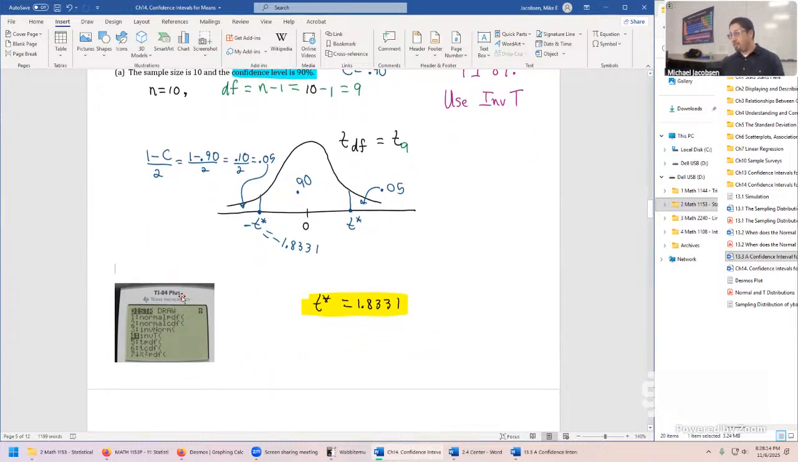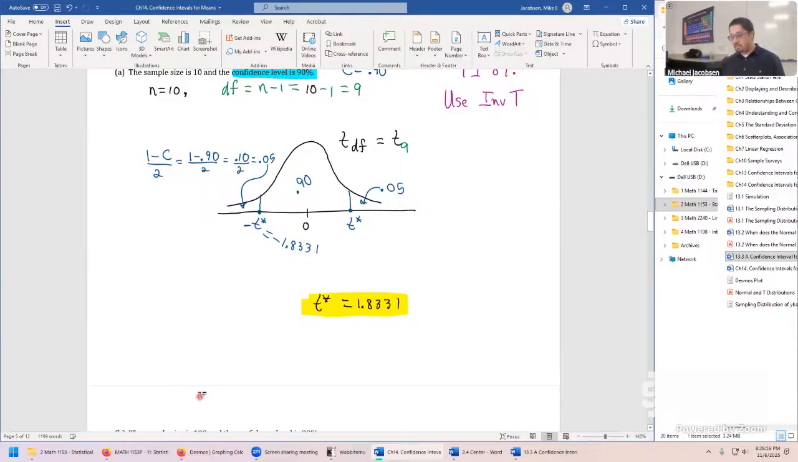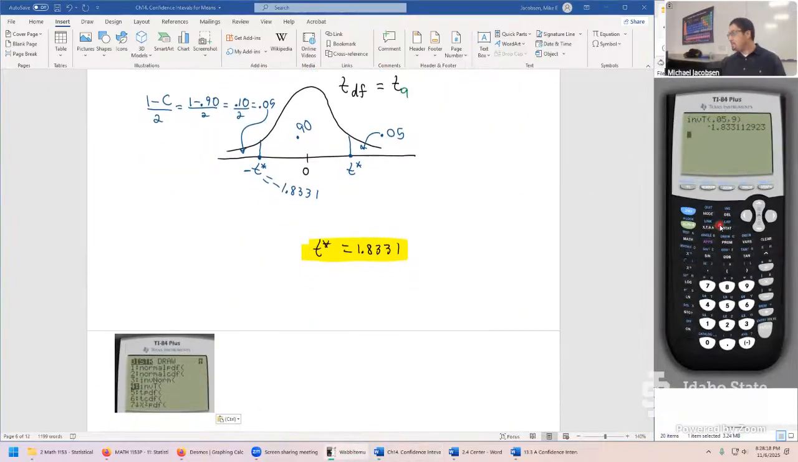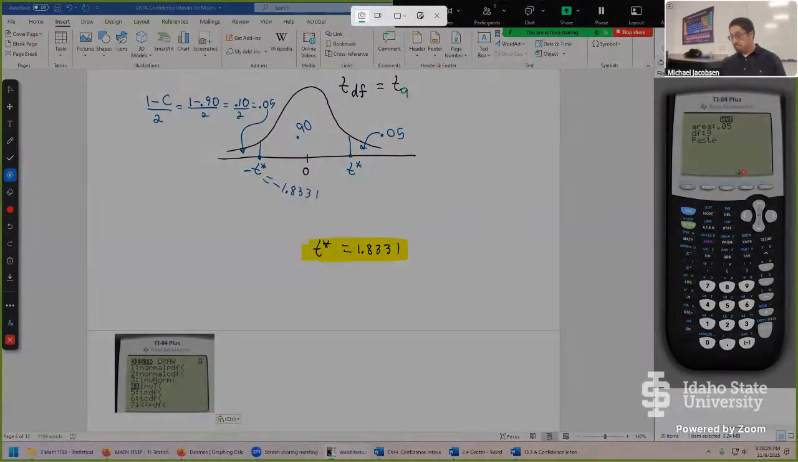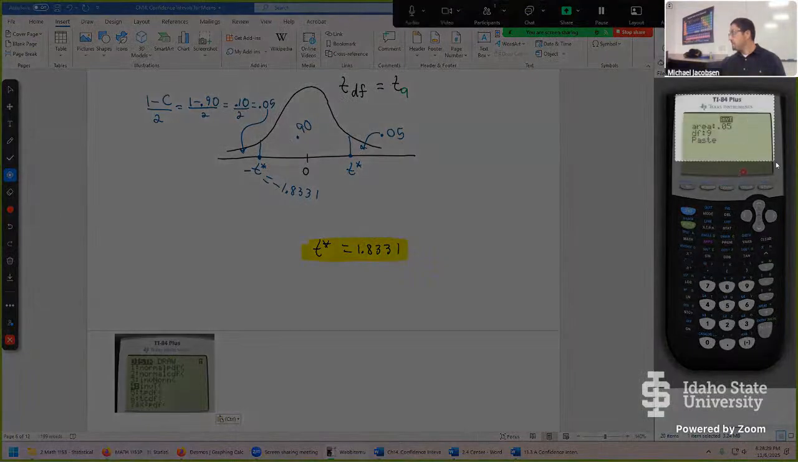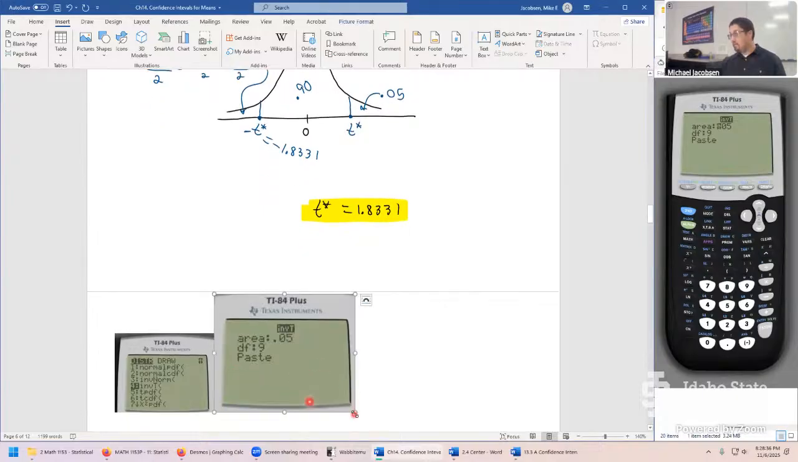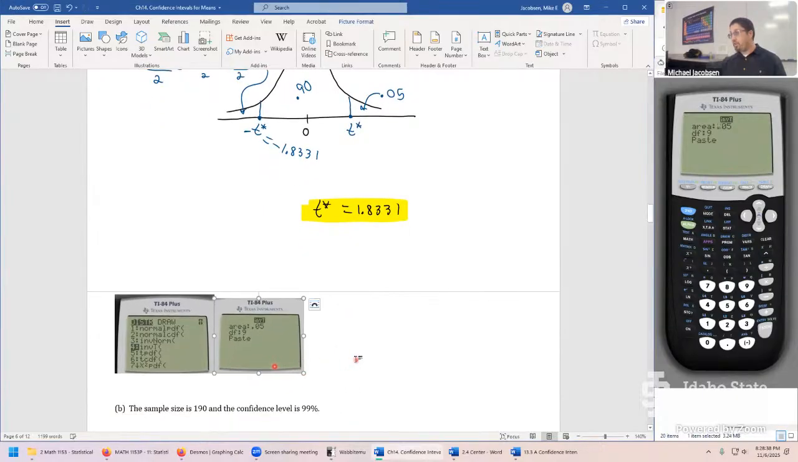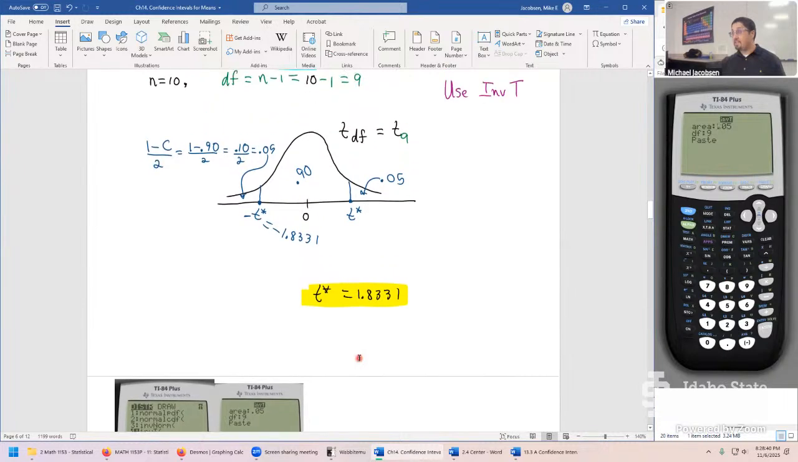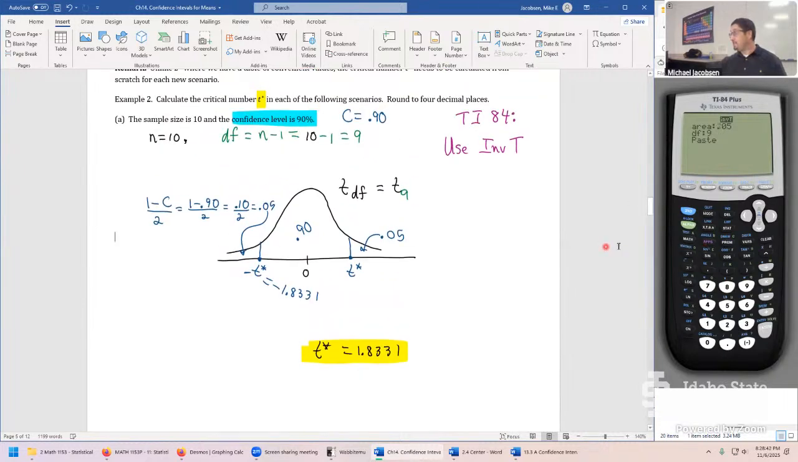I forgot to do one thing. We were going to put this in the calculator, or put this as a screenshot. Let me put in one more screenshot here just for good reference. We went inverse t. This is what it should look like before hitting enter. And so that's a reference for the calculator in doing this procedure here.